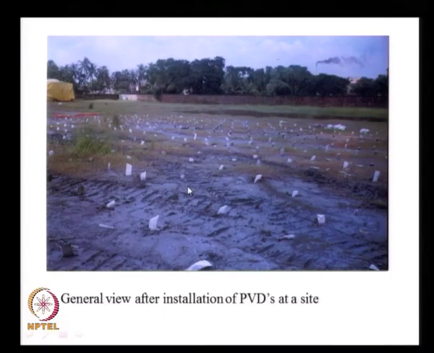And here we see the view of the site that is treated with prefabricated vertical drains. We have a number of these, and after the PVDs are installed, we need to lay the blanket soil that is highly permeable, so that all the water that comes out can travel away from the construction site.